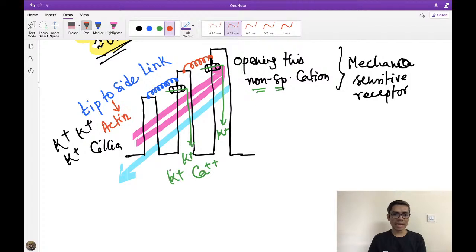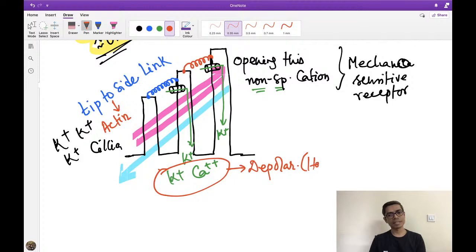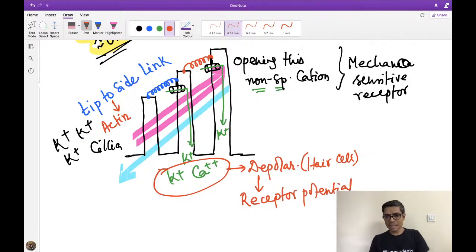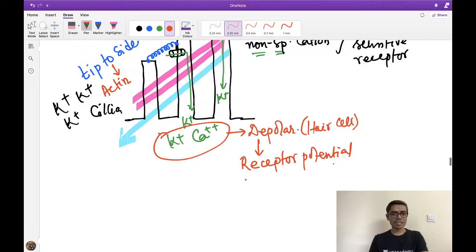Now because of the entry of this potassium and calcium, what will happen? There will be depolarization of this hair cell, and this depolarization is nothing but receptor potential. If this receptor potential is going above minus 50 millivolt, what was the RMP? RMP was minus 60 millivolt.